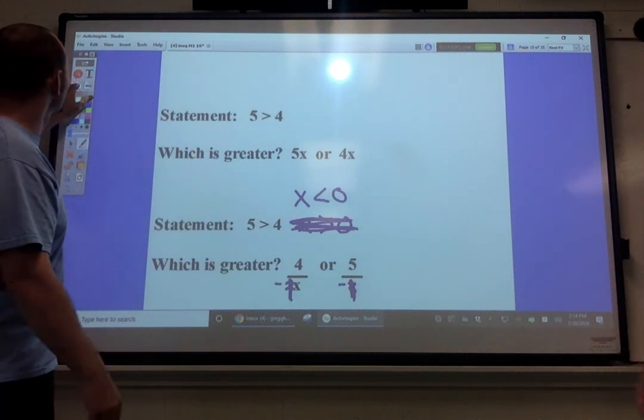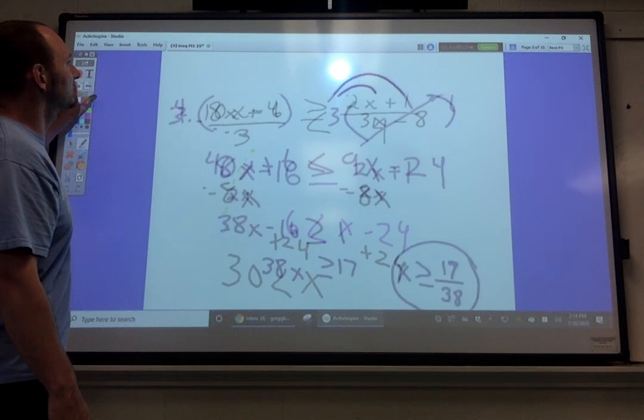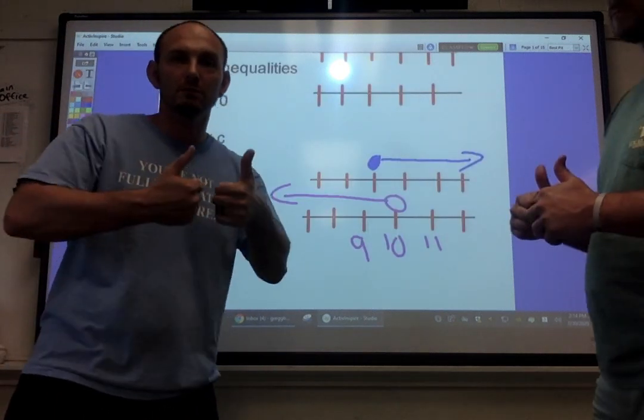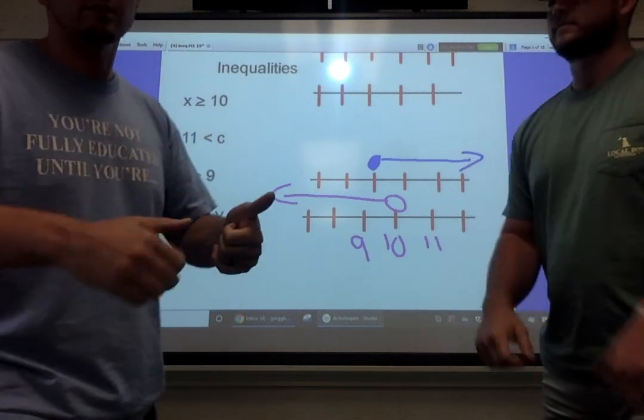So this is our overview of inequalities. We've solved them, graphed them on a number line. Try to refresh your memory on how to read them. So yeah, good luck.